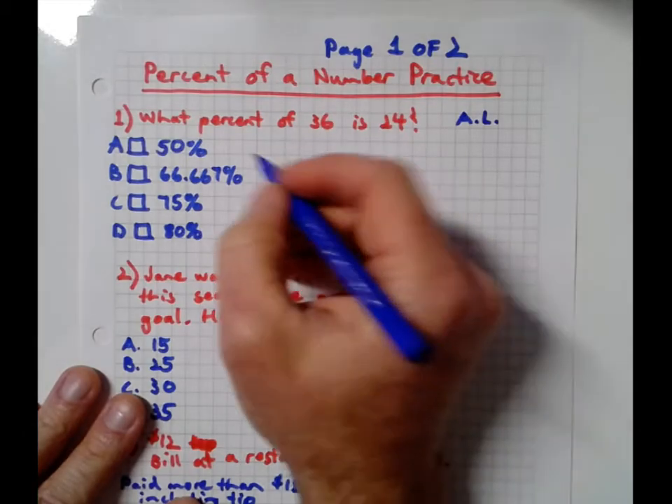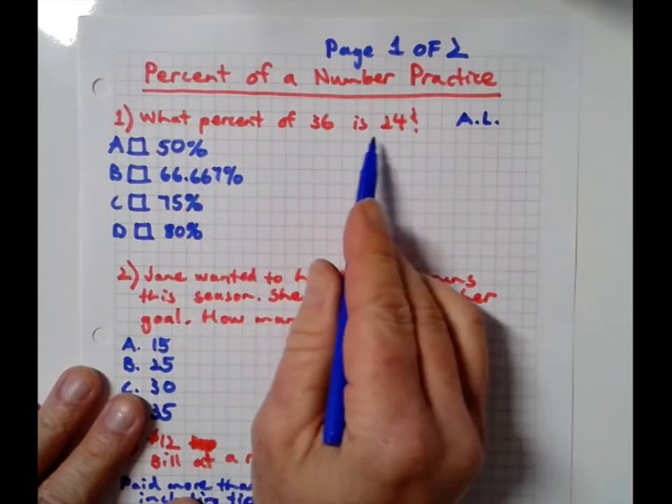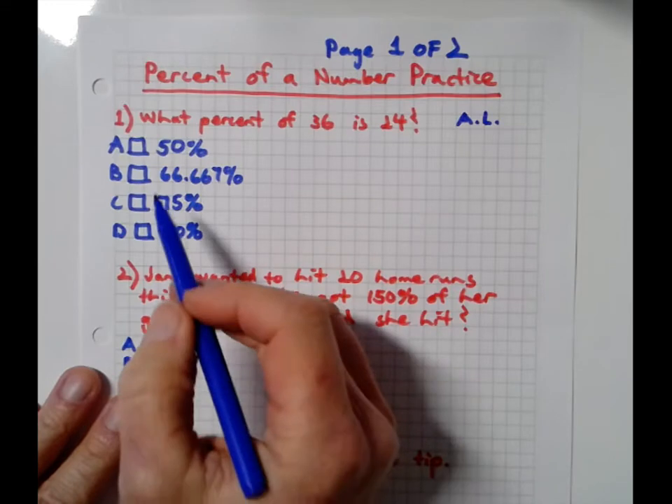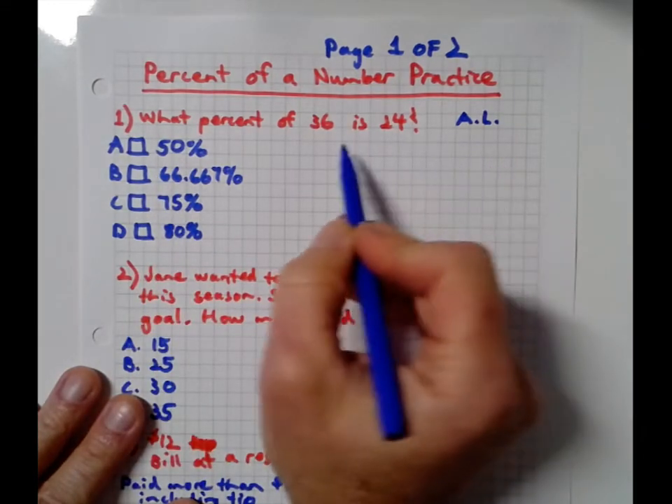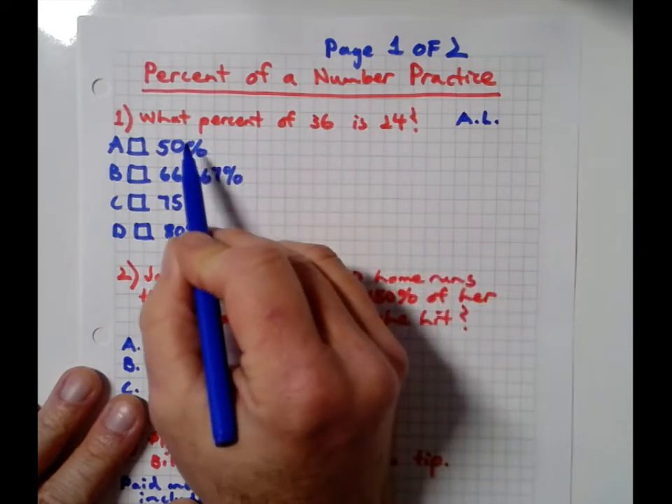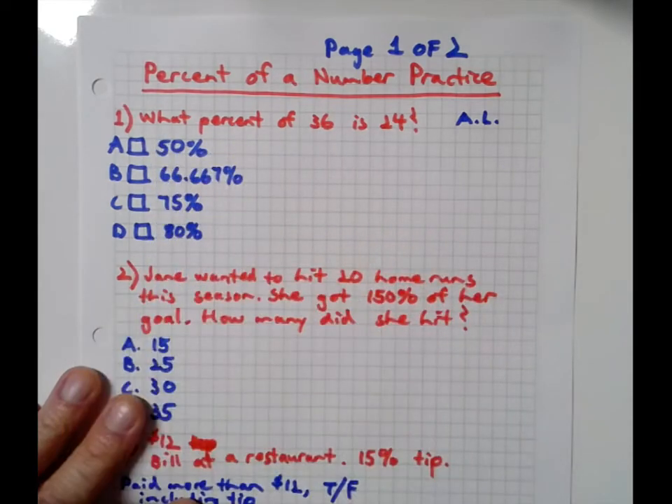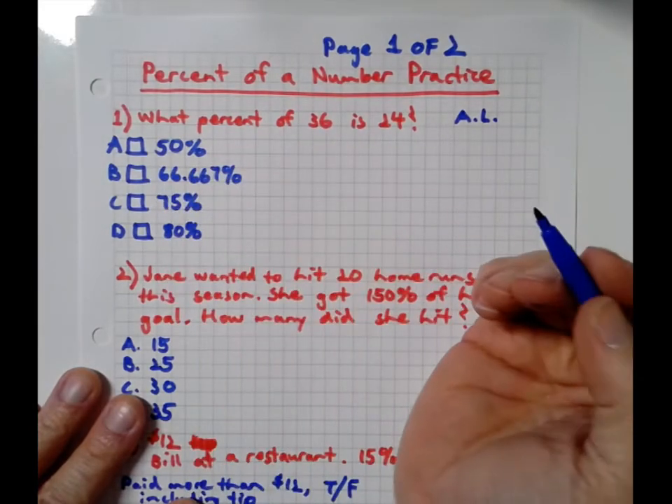And here we go. What percent of 36 is 24? This is nice. It's multiple choice. We like that. We're going to pretend like it's not multiple choice and just get the right answer. Then we'll choose the right answer, okay?